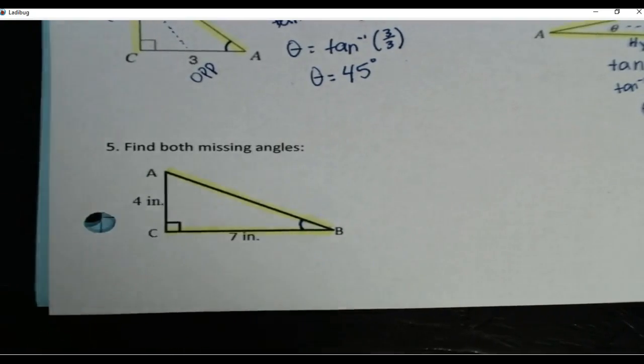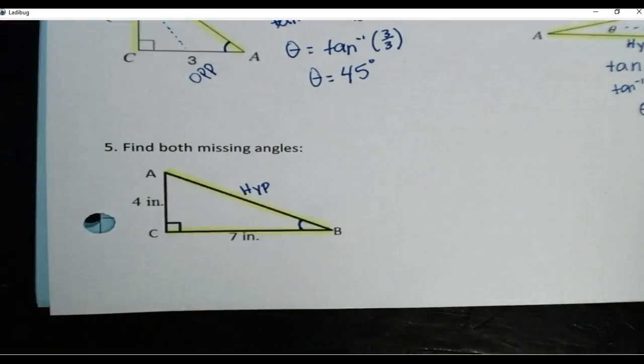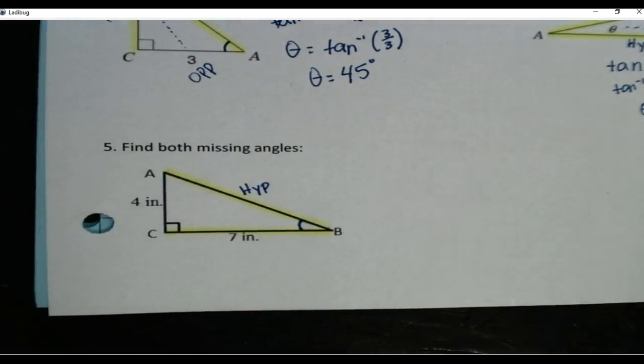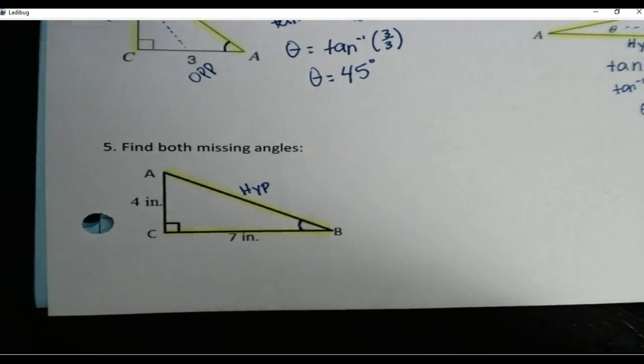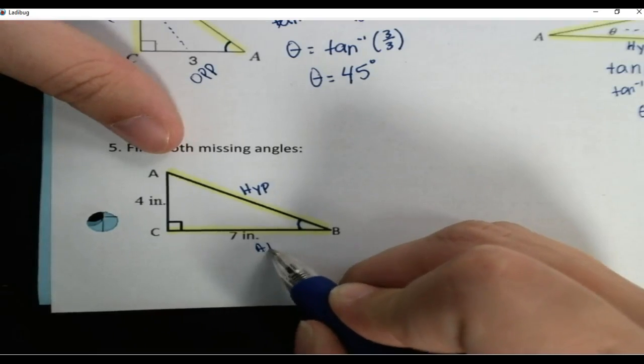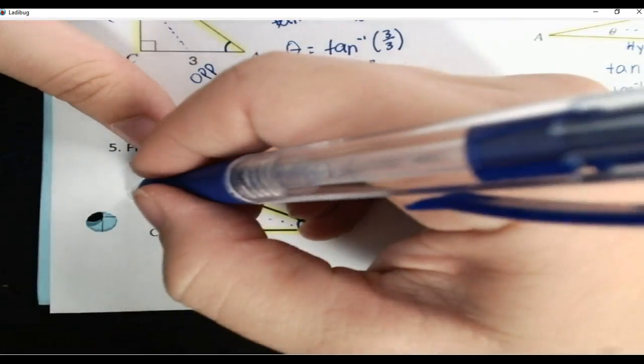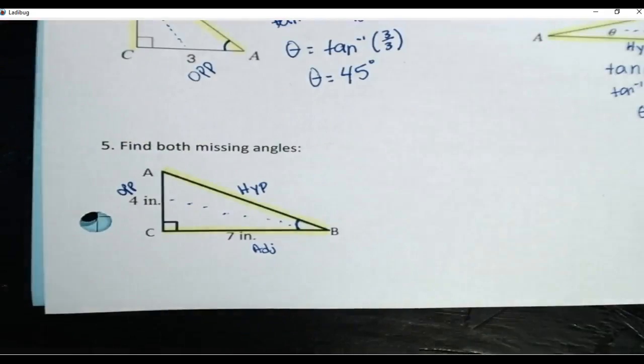No matter which one you pick, your hypotenuse is always the same. But your opposite and your adjacent, those are what depend on which angle you pick. Again, it doesn't matter which one you pick. You can pick A. Just don't pick C. But A or B. So then if we label it, our 7 is our adjacent. Across from the B is 4, so that's our opposite.